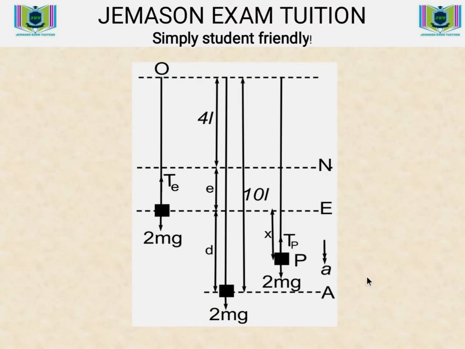Okay, we begin with the diagram. The first part of the diagram is showing the string fixed at O, and the particle is attached to the string so that it hangs at equilibrium. So at the level E is the equilibrium position where the particle is hanging at rest, while the level N is the level of the natural length of the string, whose length was given as 4L.